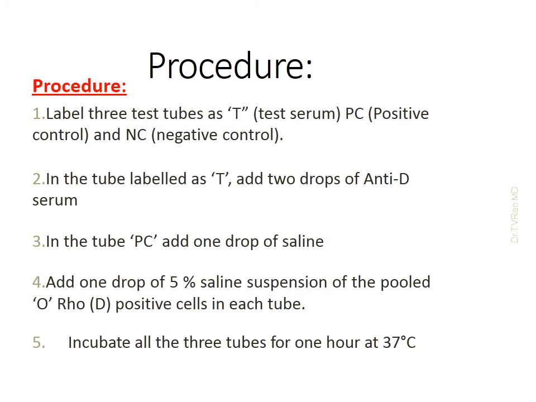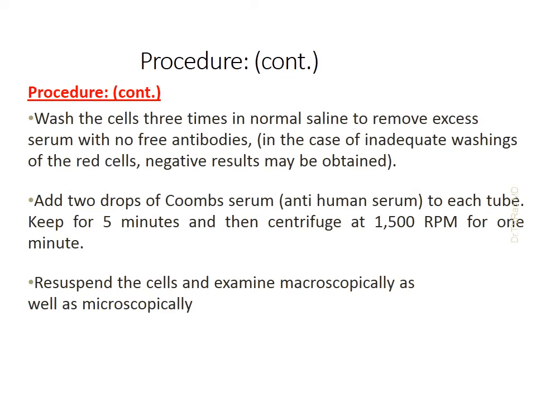So procedure: label 3 test tubes as T test serum, positive control and negative control. In the test tube labeled as T, add 2 drops of anti-D serum. In the test tube PC, add 1 drop of saline. Add 1 drop of 5% saline suspension of the pooled Rho D positive cells in each tube. Incubate all the 3 tubes for 1 hour at 37 degrees centigrade.